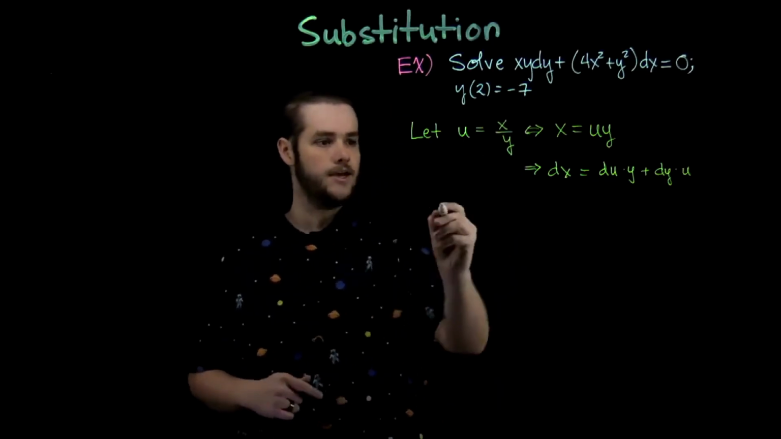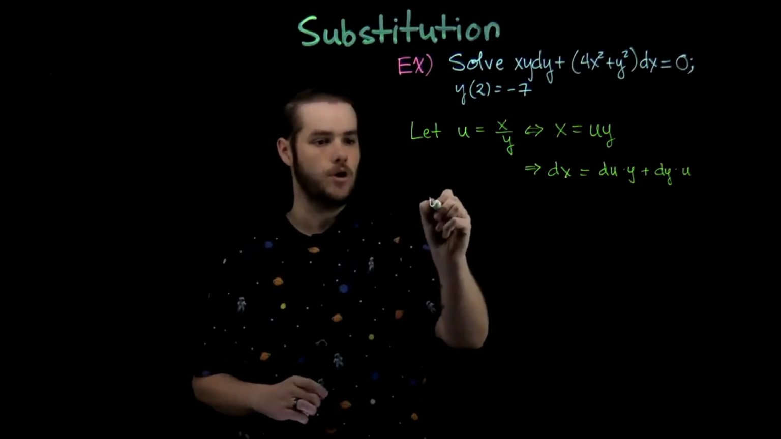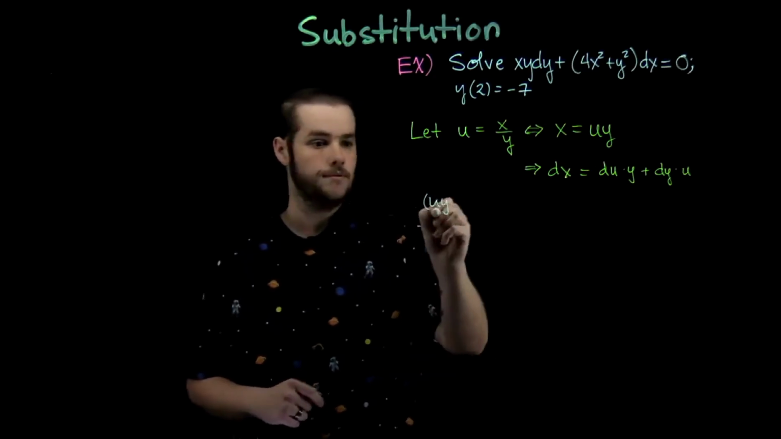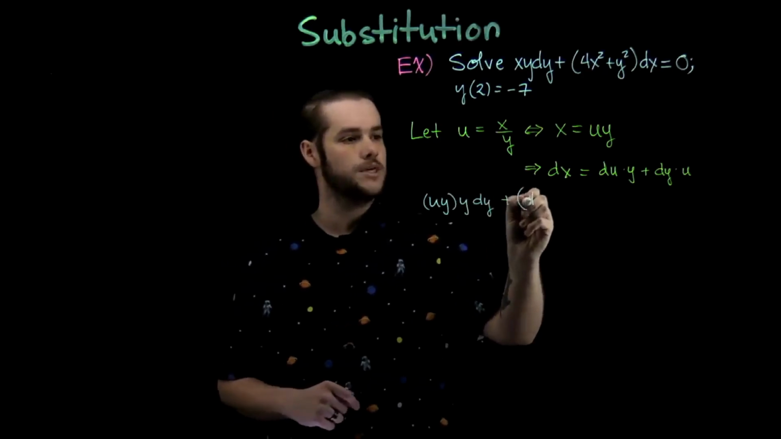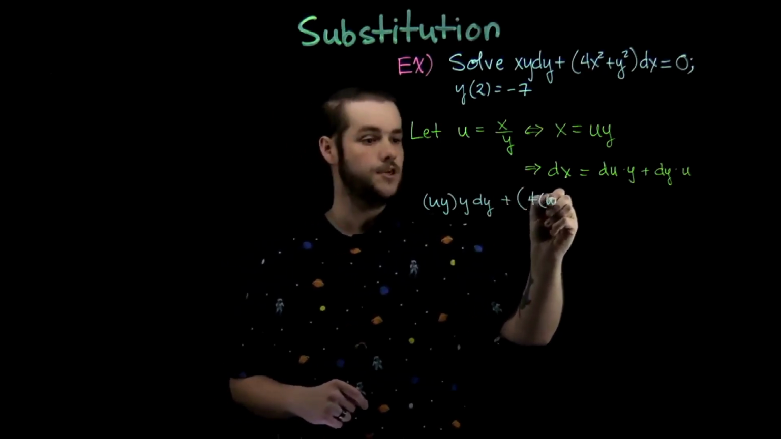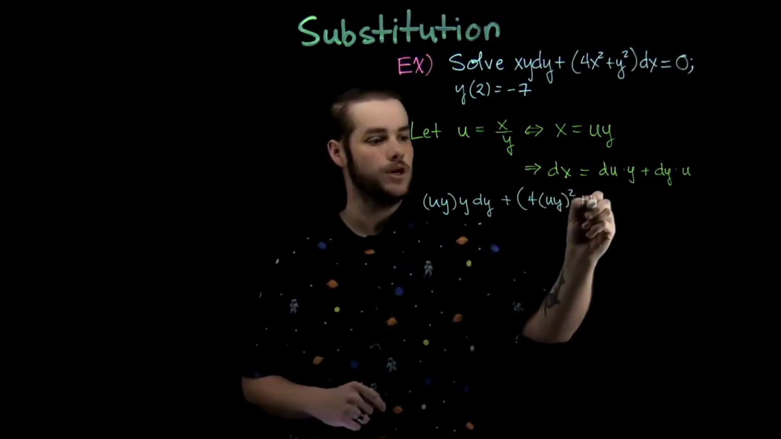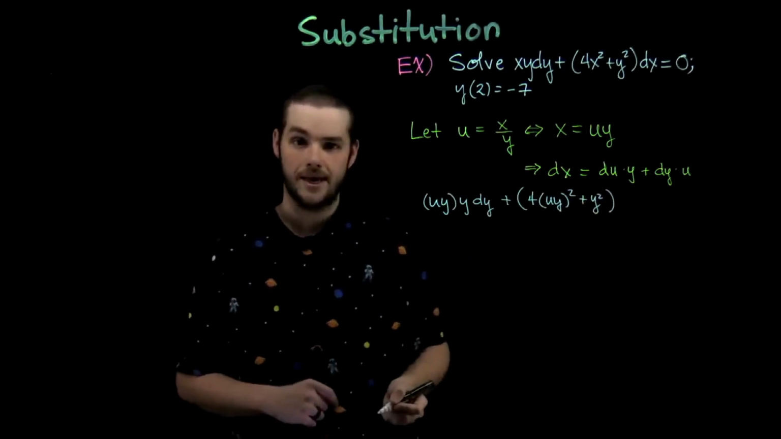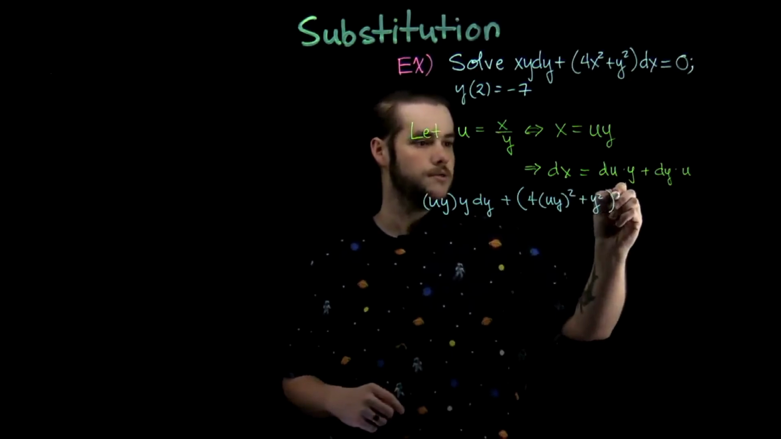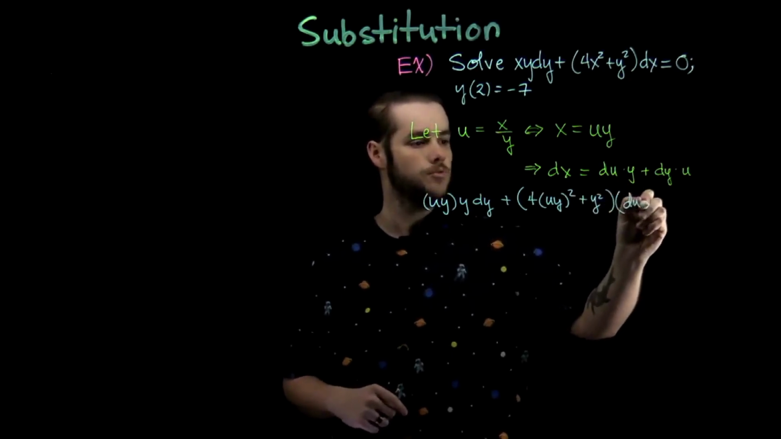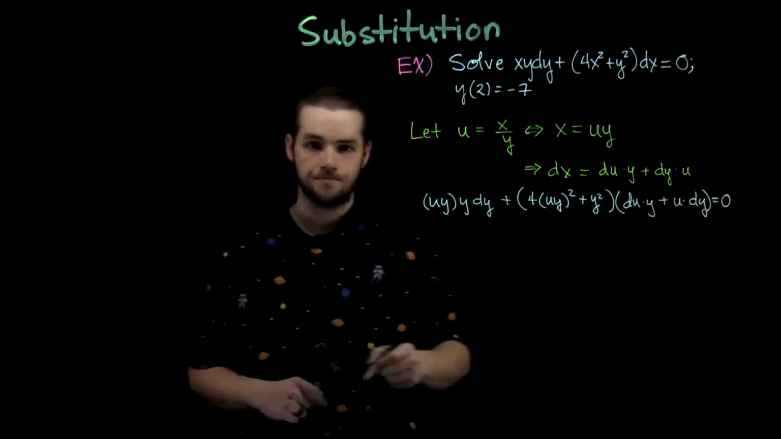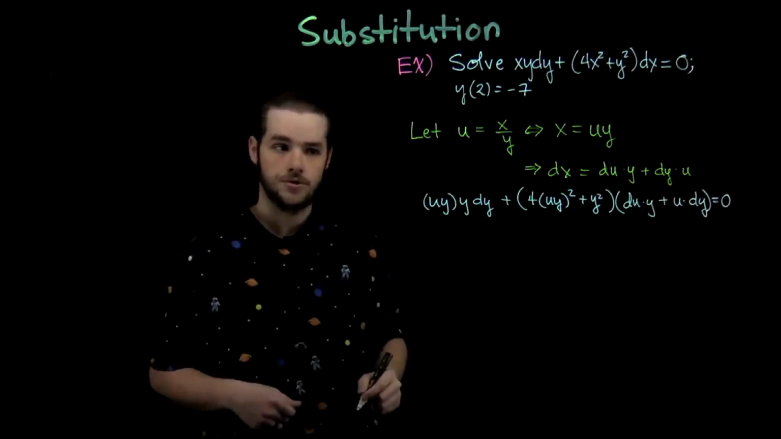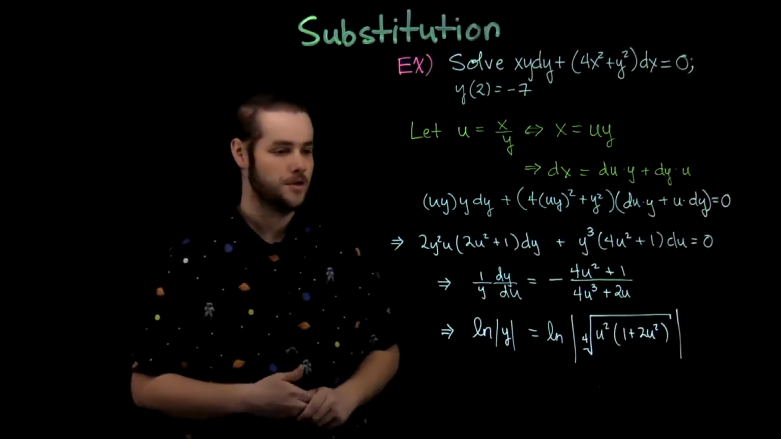Well, I have x, which I now know is uy, times y dy, plus 4 times what I'm calling x now, which is uy squared, plus y squared times dx, which I now know is du times y plus u times dy, equals 0. And now we're going to do some cleaning up. Let's make this look a little nicer. And voila, here is some algebra done.